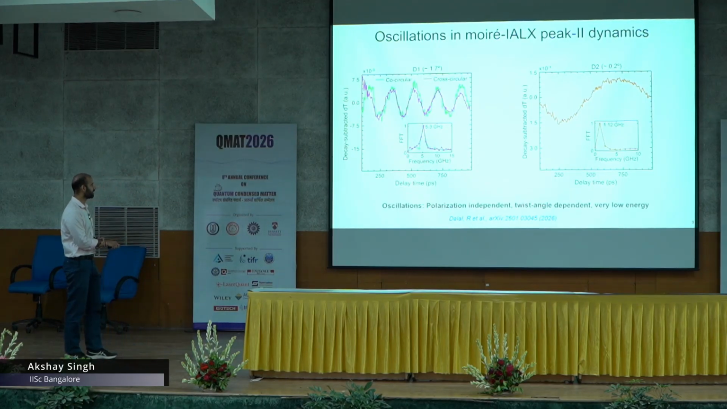So what's happening? The one sentence summary of this slide is: the oscillations are polarization independent, they are twist angle dependent, and they are extremely low energy. How low? Gigahertz, right? If you calculate the energy scale of this, it is about 10 to 20 micro eV.